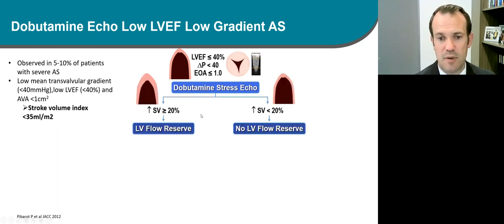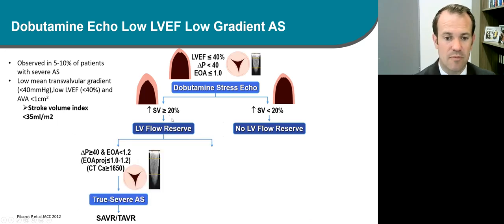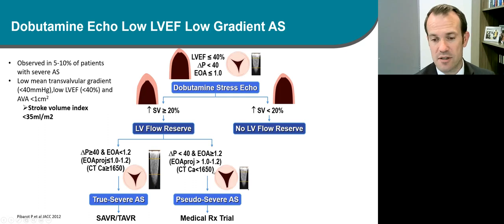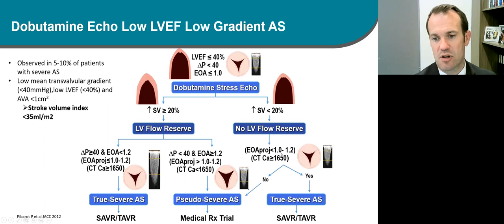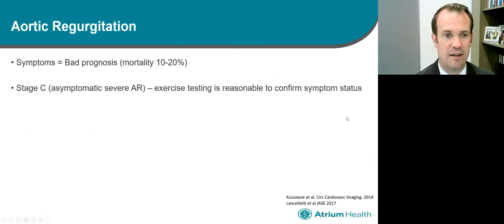And so using a dobutamine stress echo, we can define whether they have normal LV reserve, defined as a greater than 20% increase in their stroke volume. And if the valve doesn't open and the gradient goes up, they have true severe AS. If the valve opens and the gradient doesn't go up, it's pseudo-severe. If they don't have flow reserve, then we're going to have to do some more testing to try and define. We can do a projected aortic valve area or assess their coronary calcium of the aortic valve.